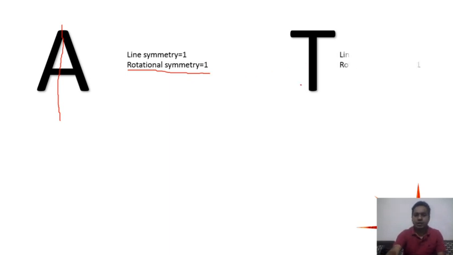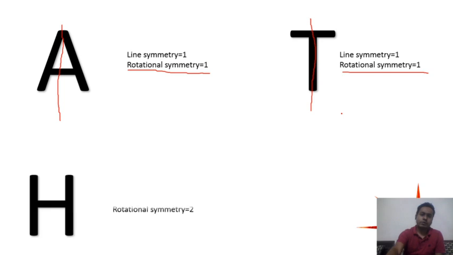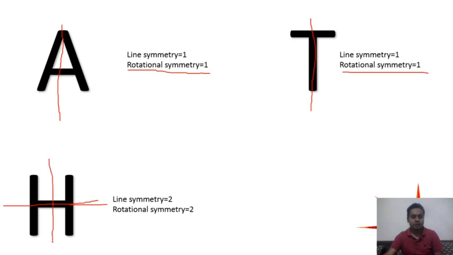And now consider T. Its line of symmetry is also 1. This way we can divide it into two parts, so the line of symmetry is 1. After complete rotation, that means 360 degrees, it will be the same. That's why rotational symmetry is 1. Okay, H, the line of symmetry is 2, but how? In this way it has two similar shapes, and this way also 2. So its lines of symmetry are 2 and rotational symmetry is 2.